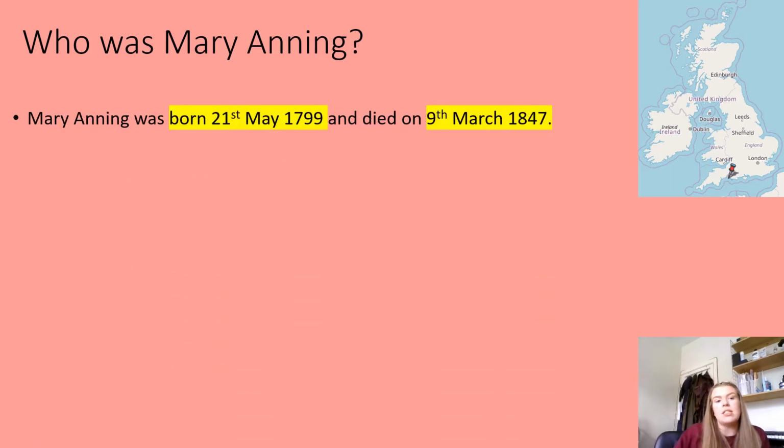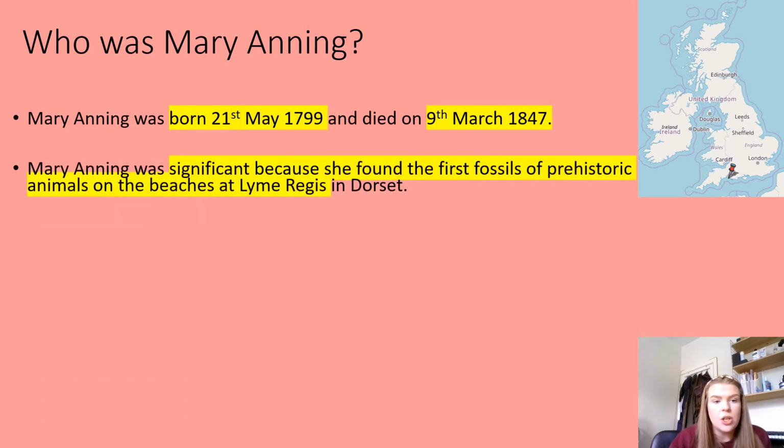Okay, so first things first, Mary Anning was born on the 21st of May, 1799, and she died on the 9th of March, 1847. Okay, so write down then when she was born and when she died. Pause the video, have a go at that. Okay, super, next one then.